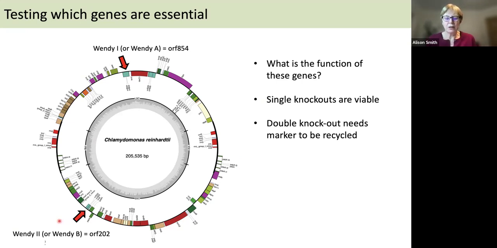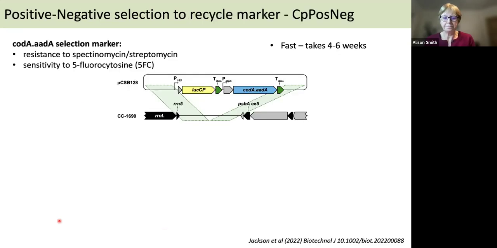So what we wanted to, the function is completely unknown. Single knockouts are viable, and we wanted to be able to see if a double knockout was viable. But in order to do that, we had to recycle the marker. So we've established this method here, which is called positive-negative selection, or POSNEG.